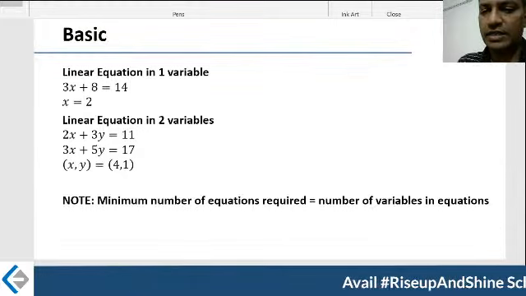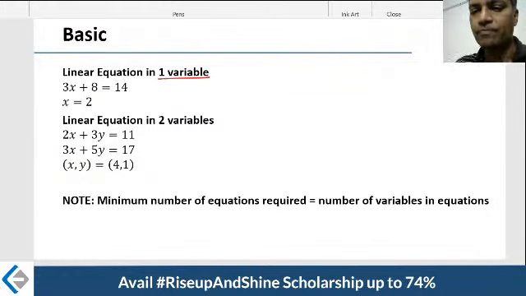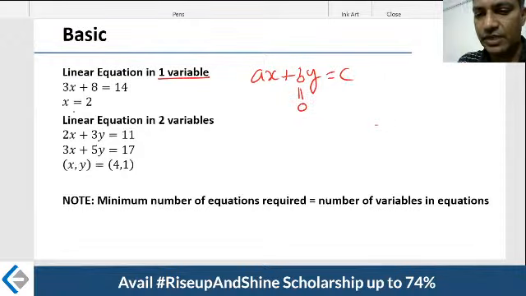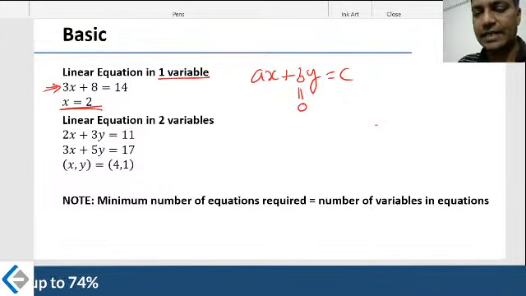So as you said, linear equation with one variable. All right, what do we mean by linear equation with one variable? A linear equation with one variable is where there is no y. We spoke about that. Ax plus by is equal to c. What did I do here? The value of c is 0. So if the value of c is 0, then finally when you solve one equation with a variable, you end up getting x is equal to 2.